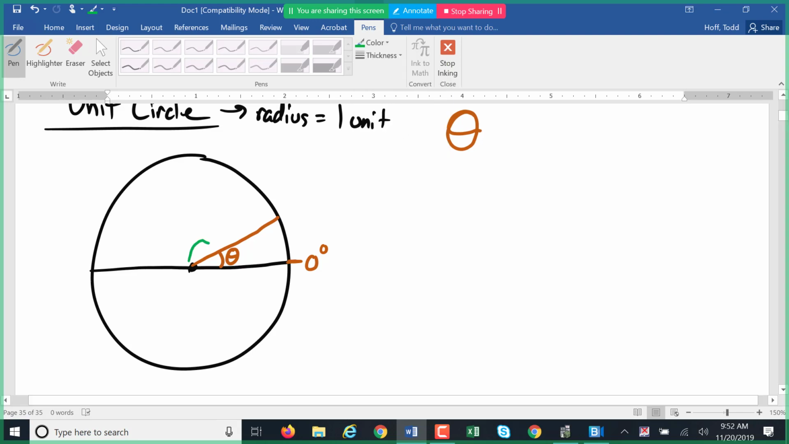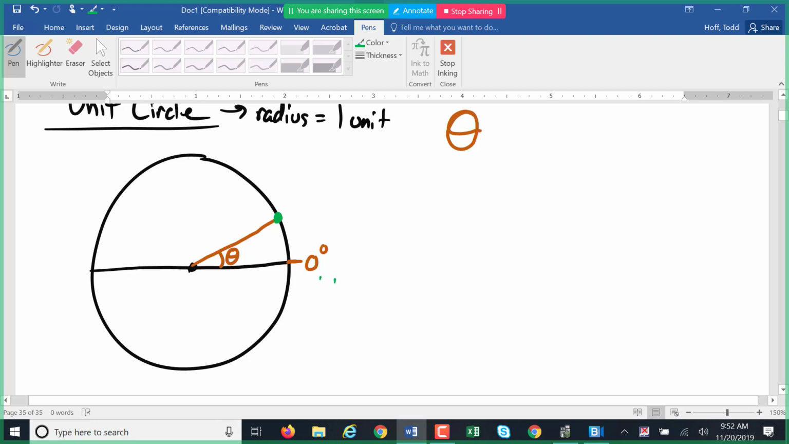Now this length here is the radius of the circle. That's 1 unit. So keep that in mind. That terminal side that we just drew in, the second side, this is referred to as the initial side here. This is the terminal side. That's where the angle ends if we're rotating around the circle. That terminal side defines a point on our circle, right here, that green dot.